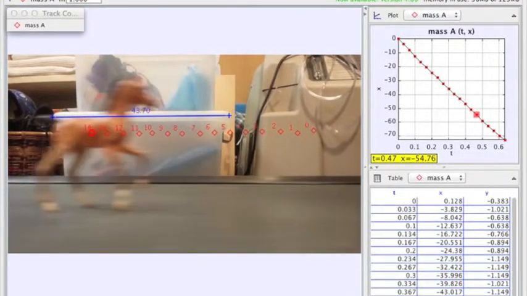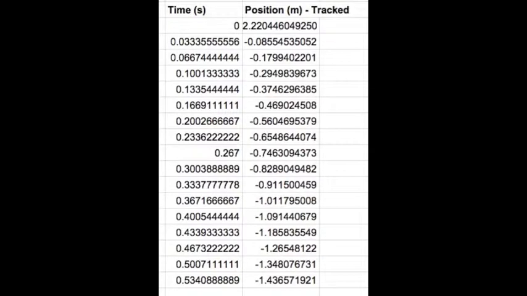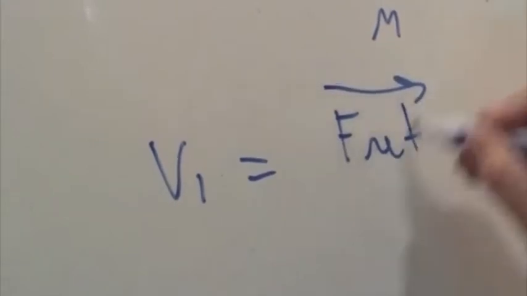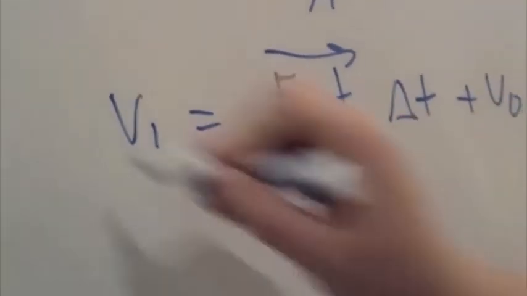Tracker allows us to plot the position of the horse on the treadmill at different time intervals so that we can take data points to then graph. We will use our data extracted from Tracker to develop a predictive model. We will do this using a derived version of Newton's second law that lets us find the final velocity.